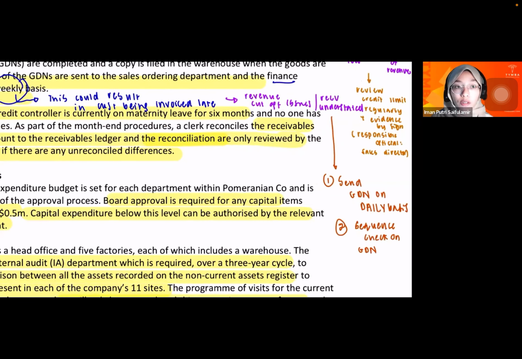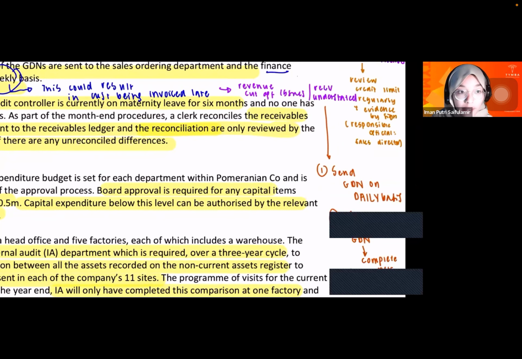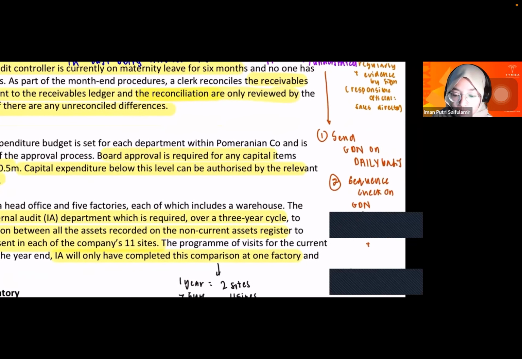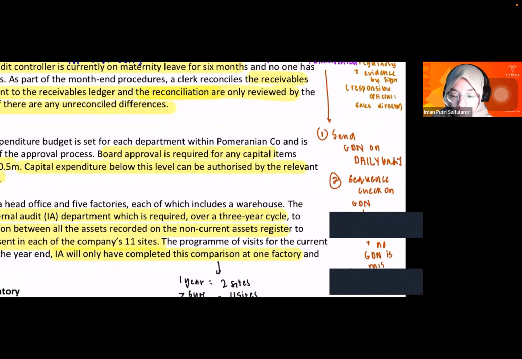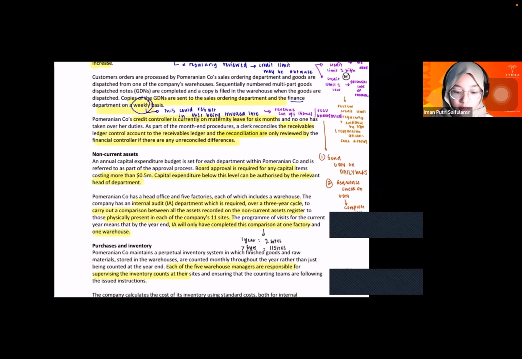Again, what is the purpose of a sequence check? Basically, technically this is a form of monitoring. Basically, this is to ensure completeness. To ensure completeness and ensure that no GDN is missing. Okay, so the next point, guys.